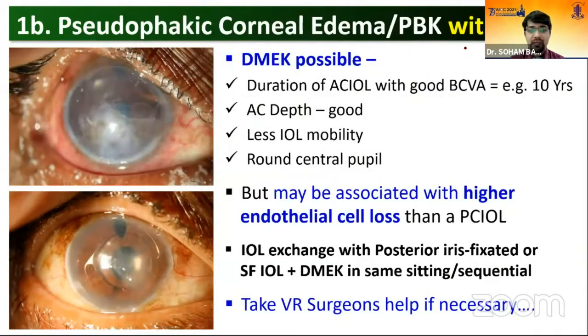In case of PBK in the presence of an ACIOL, DMEK is possible, but might be a little daunting for the beginner. However, if you want to do the DMEK in the presence of an ACIOL, ensure that the chamber has good depth, there is a stable IOL position, and that the patient has enjoyed good vision with that ACIOL for a long duration. If these factors are not present, then it is better to go for an IOL exchange, maybe a scleral fixated or iris fixated, retroiris fixated IOL, maybe with the help of your VR colleague.